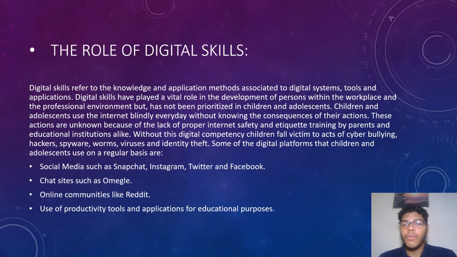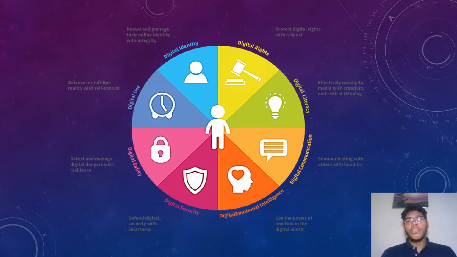Some of the digital platforms that children and adolescents use on a regular basis are social media such as Snapchat, Instagram, Twitter, chat websites such as Omegle, online communities like Reddit, and productivity tools and applications for educational purposes. The roles of digital skills can be broken down into various characteristics. These characteristics include identity, rights, literacy, communication, emotional intelligence, security, safety, and use. So let's take a look at these different characteristics.